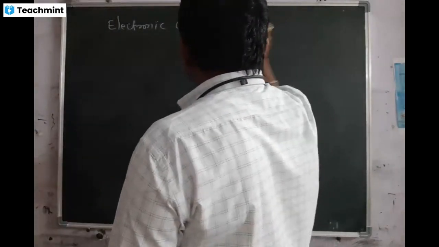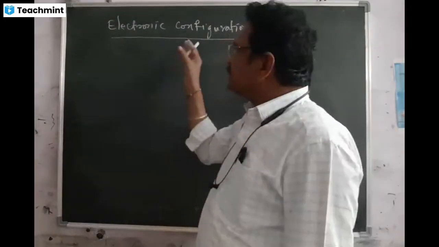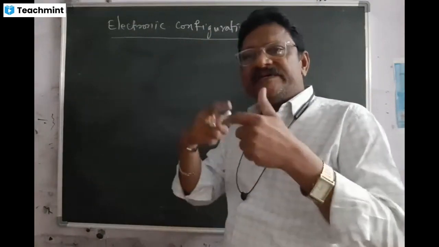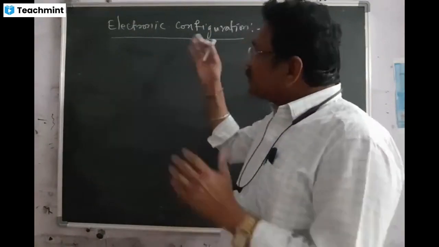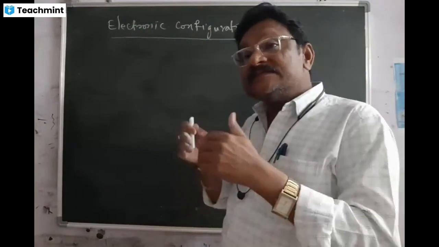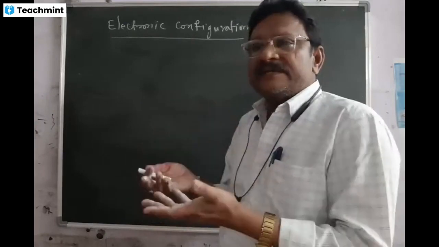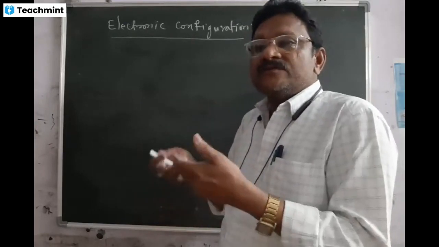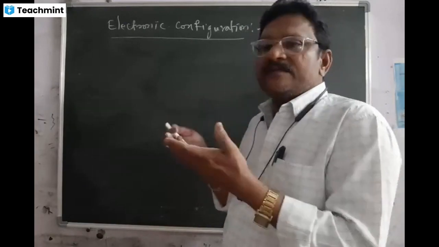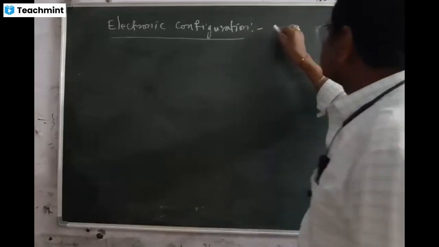So what do you mean by electronic configuration? The word itself gives out the meaning. Configuration means arrangement. What are we going to arrange? Electrons, in orbitals. We are going to arrange electrons in different orbitals in accordance with their energies. You write down.